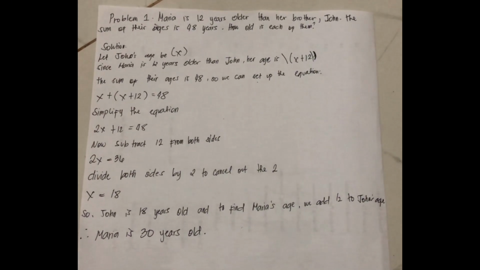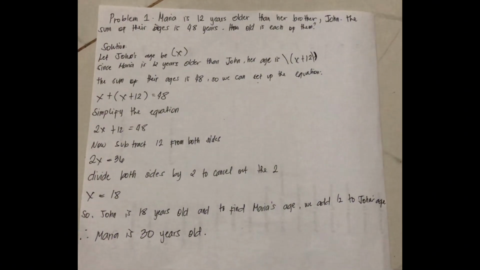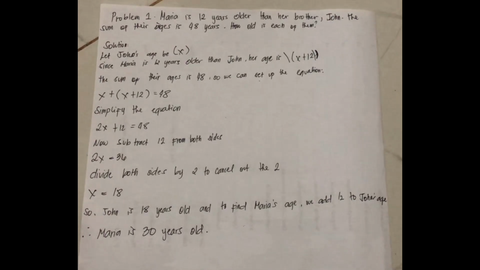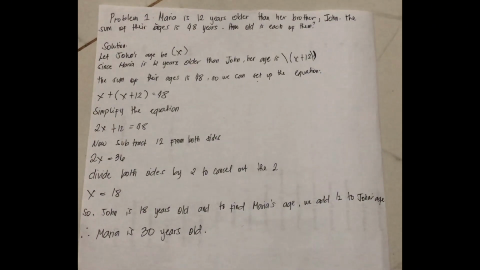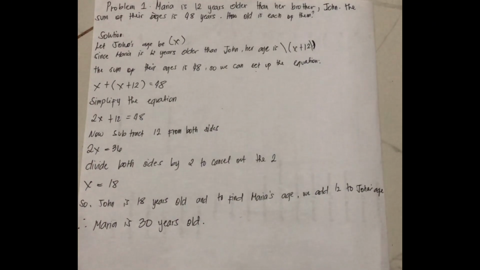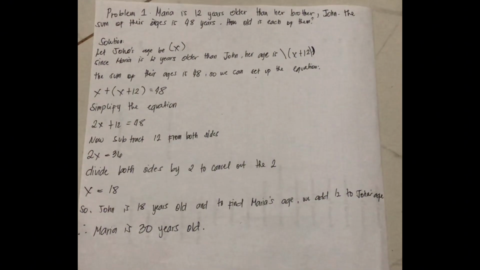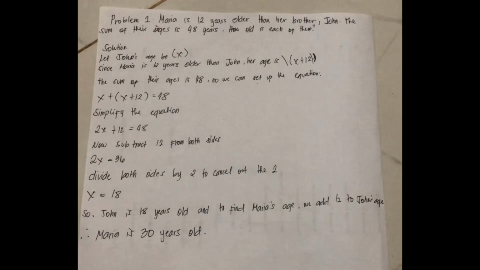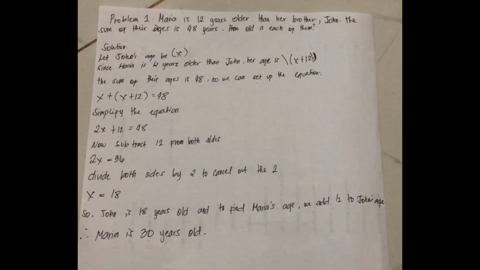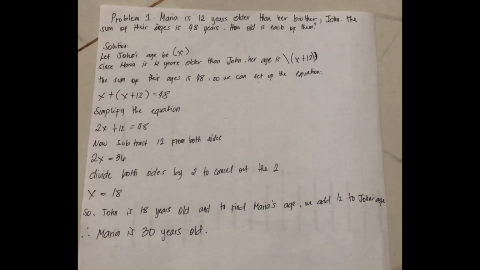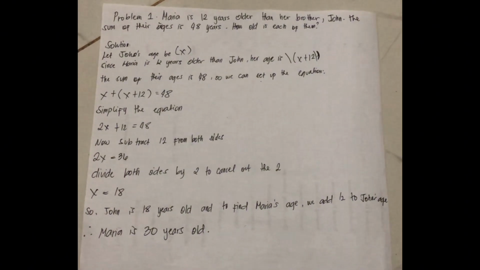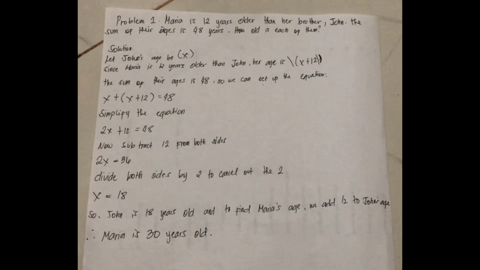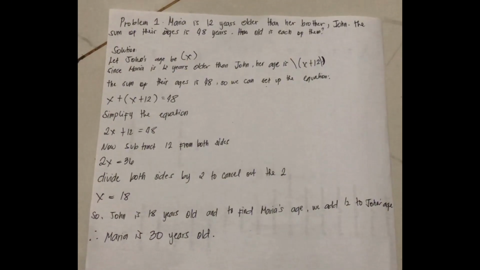Now subtract 12 from both sides. 2x is equal to 36. Then divide both sides by 2 to cancel out the 2. So the final answer is x is equal to 18. So John is 18 years old, and to find the age of Maria, we add 12 to John's age. So therefore, Maria is 30 years old, since 18 plus 12 is equal to 30.